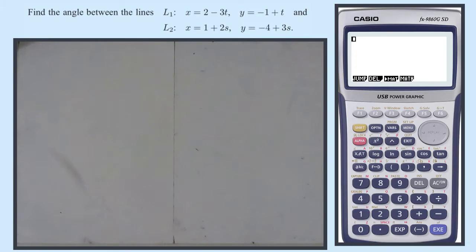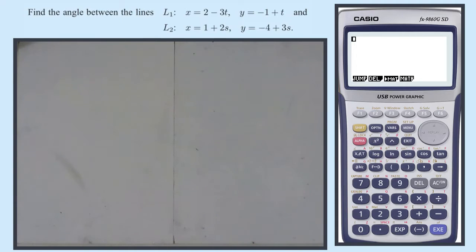Find the angle between the lines. L1 is x equals 2 minus 3t, and y equals minus 1 plus t, and L2 is x equals 1 plus 2s, and y equals minus 4 plus 3s. Looking at those lines, you can see they're both two-dimensional lines. The principles we're going to use you can quite easily use in 3D as well. There's no problem at all, but these particular lines are 2D lines, and the equations are expressed in parametric form.